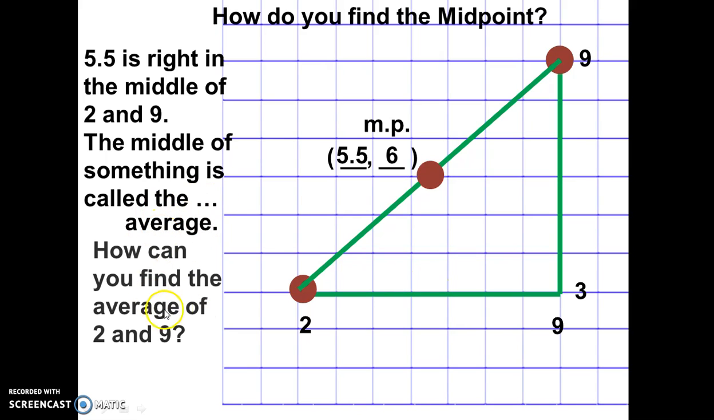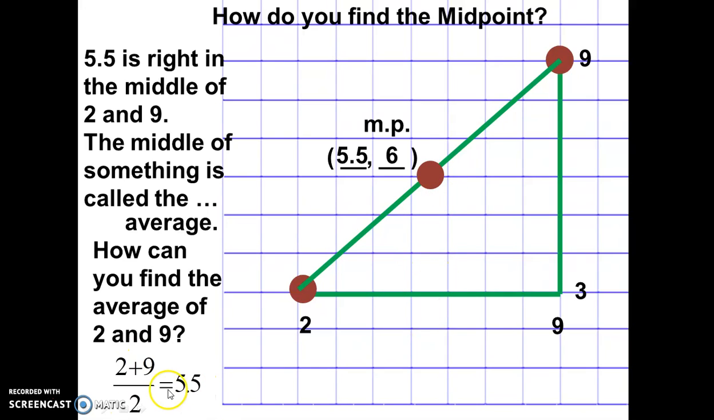And to find an average, how do we do that? How do we find the average of 2 and 9? Well, the average can be found by adding the two numbers and dividing by 2, right? If somebody said find the average of 3 numbers, you would add the 3 numbers and divide by 3. But here we have 2 numbers, so 2 plus 9 divided by 2 is 5.5. So those two values added, divided by 2, gives us that middle value, 5.5.